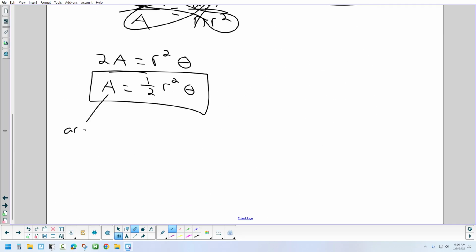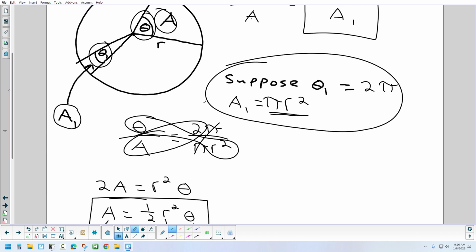Okay, so that's the area. Okay, R, what does that stand for? Radius, that's how big the circle is. And theta, that is your angle. And what unit do we have to use because of how we set up our proportion? We have to use radians, because right here we said 2 pi radians. We didn't say 360 degrees.